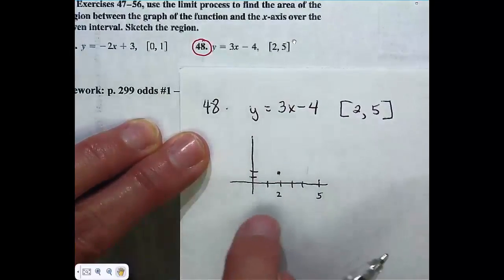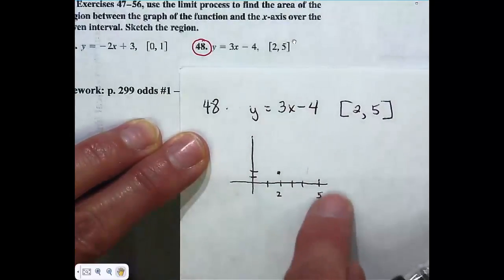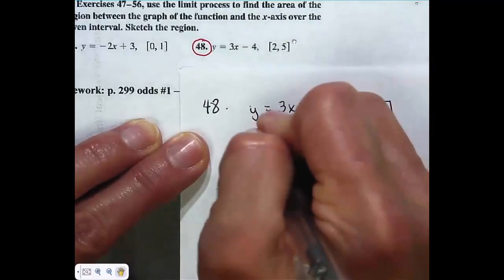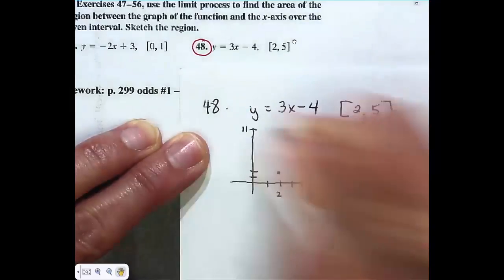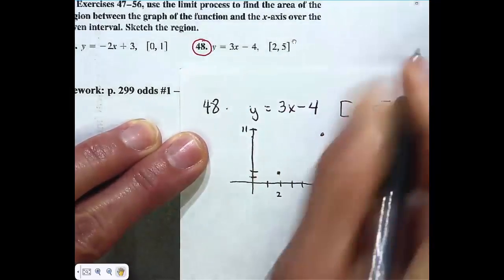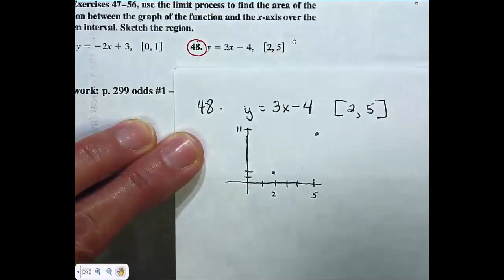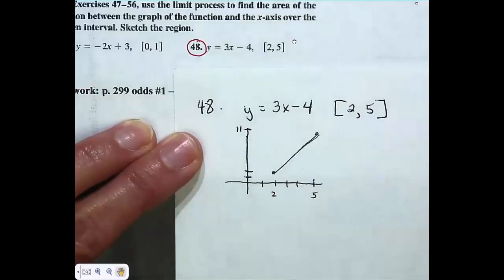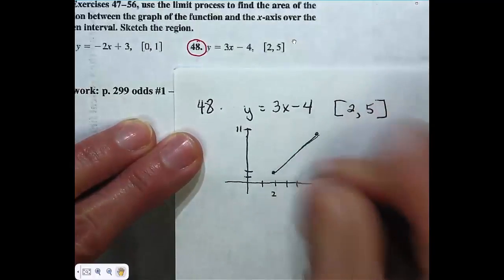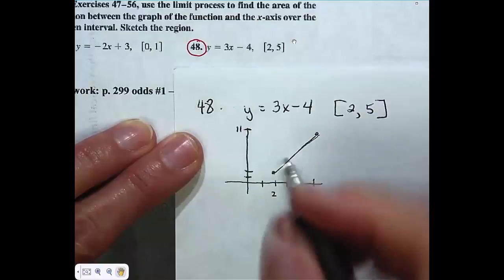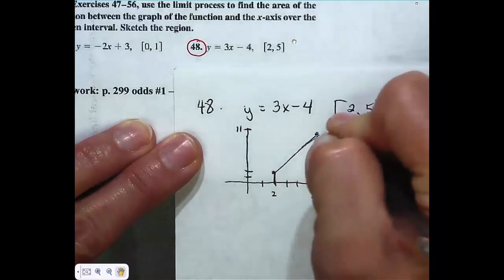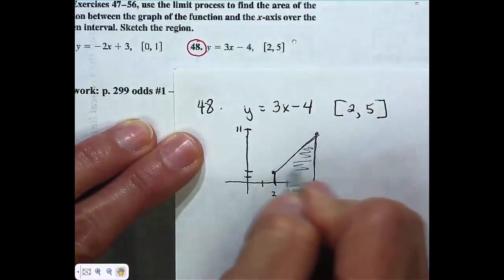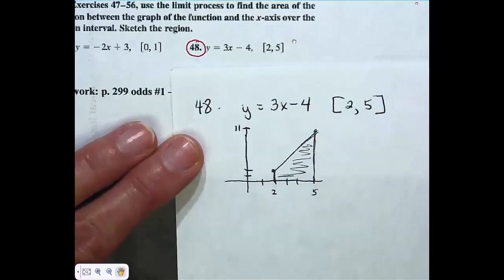And if I let x equal 5 to get the right endpoint, 3 times 5 is 15 minus 4 is 11. I'm just going to say way up here somewhere there's an 11. I'm trying to find the area under that line segment bounded by the x-axis and the vertical lines x equals 2 and x equals 5. That's the area I'm trying to find.